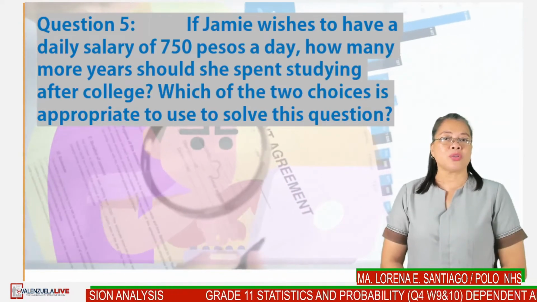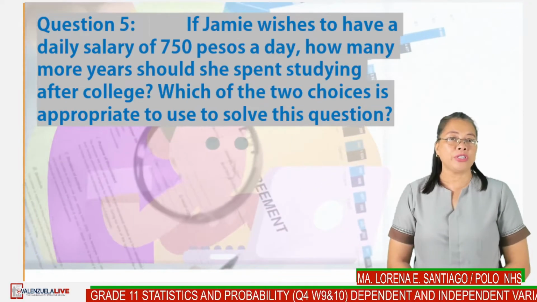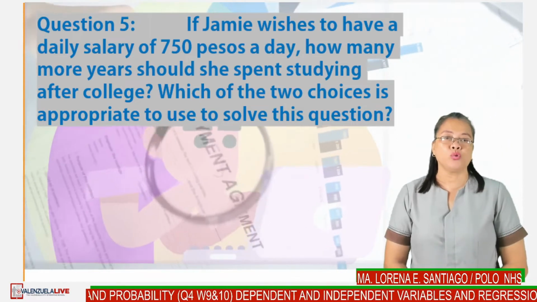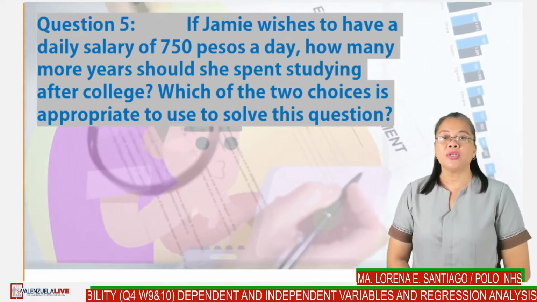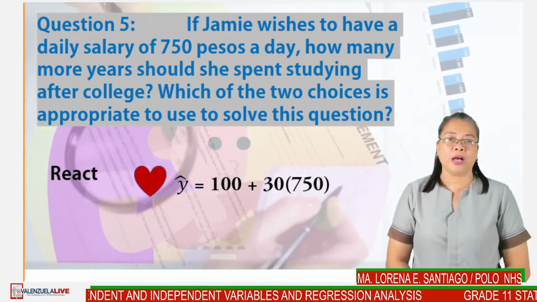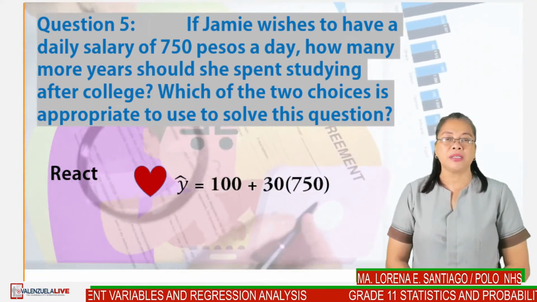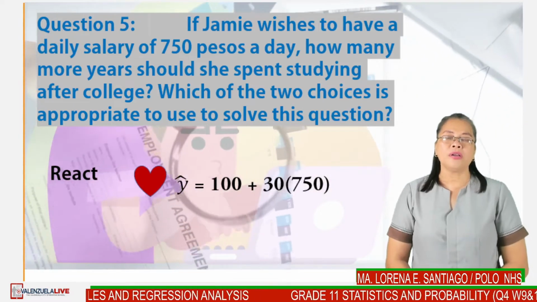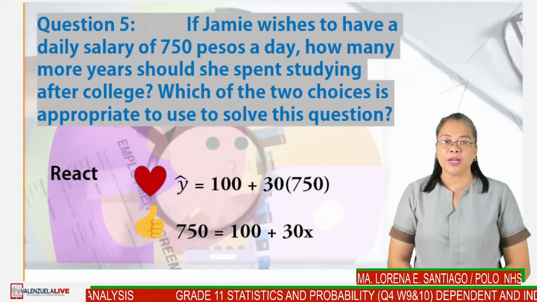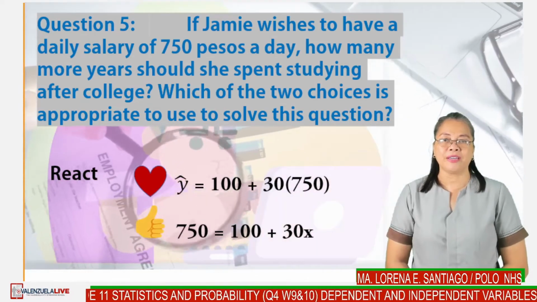If Jamie wishes to have a daily salary of 750 pesos a day, how many more years should she spend studying after college? Which of the two choices is appropriate to use to solve this equation? React heart if it's the formula y hat equal to 100 plus 30 times 750, or a thumbs up, which is 750 is equal to 100 plus 30x. Okay, the timer is starting.